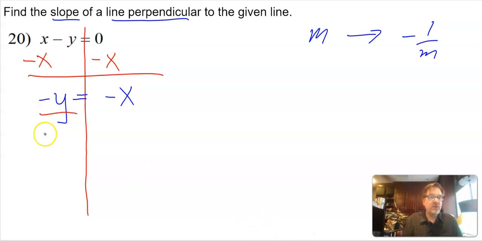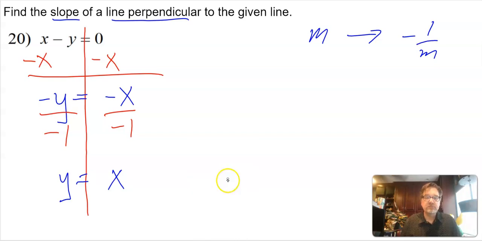I'm going to divide both sides by negative 1. That's the number in front of y. It's not just a negative, it's negative 1. So y equals negative x divided by negative 1 is x. The number in front of x is my slope. So that we understand that's a 1 in front of the x. So this slope is 1.